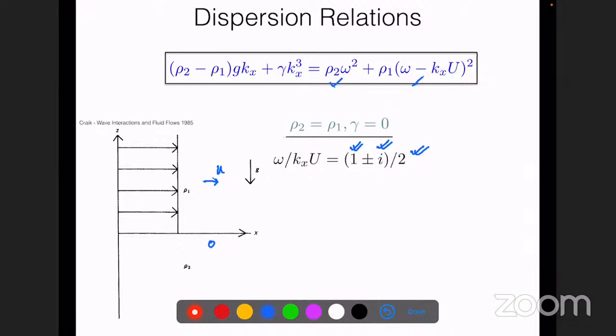If you had a scenario where the other layer was moving with velocity minus U, then the real part of omega would be 0. So the real part of omega denotes the average speed of the two layers. In this case, the average speed is U by 2, which is why you get the half there.